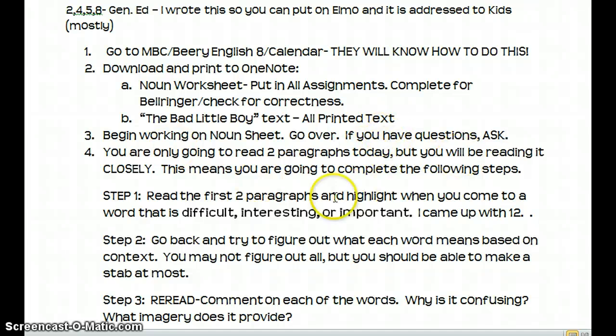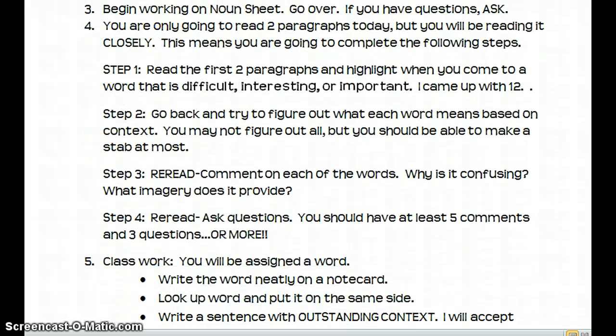So you're going to follow the steps below using the Bad Little Boy text. Step 1, you're going to read the first 2 paragraphs and highlight when you come to a word that is difficult, interesting, or you feel that is important. And I came up with 12 words. Not because I didn't know any of them, but because I found them difficult, or I found that they might cause you some confusion. Step 2, go back and try to first figure out what the word means based on the context. You probably won't figure out all of them, but you need to give it a try, okay?